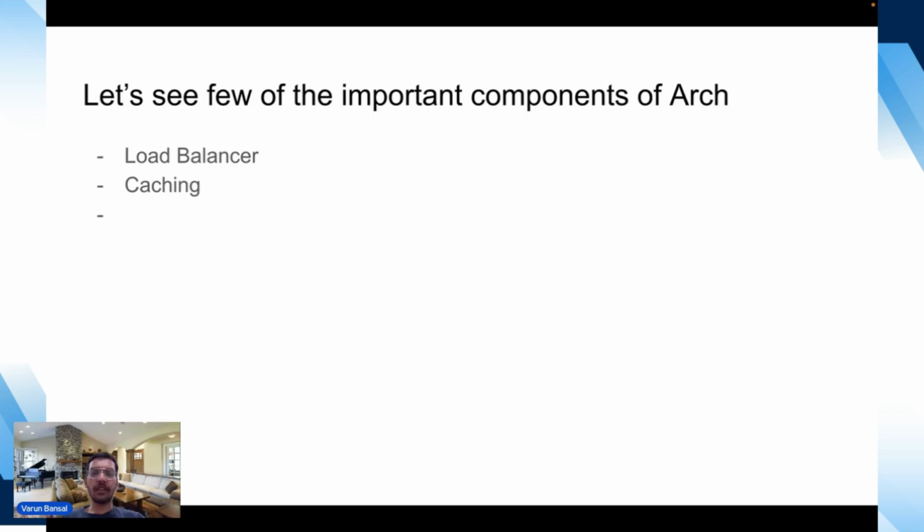So that is the place where caching comes into the picture. And to explain this, I will take the example of a very commonly used cache database, which is Redis.